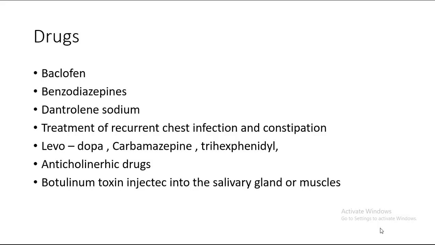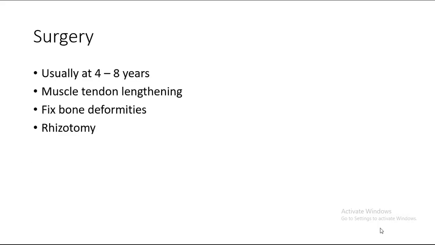For dystonia, we can prescribe levodopa, carbamazepine, trihexyphenidyl. Anticholinergic drugs can be used. Botulinum toxin can be injected into the salivary gland or the muscles. Some of them have excessive salivation, drooling, and this excessive amount of salivation can cause other complications. So we can inject botulinum toxin into the salivary gland.